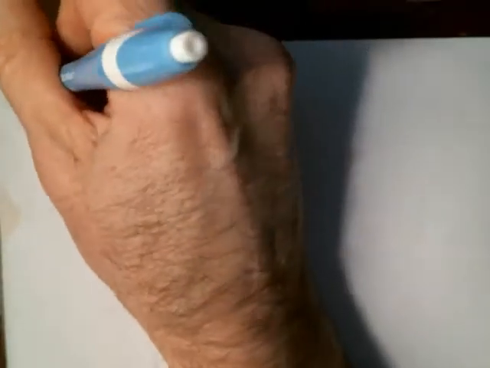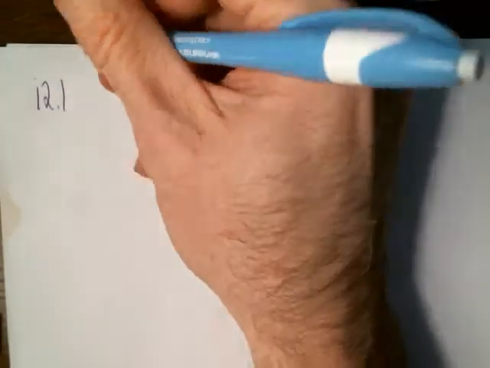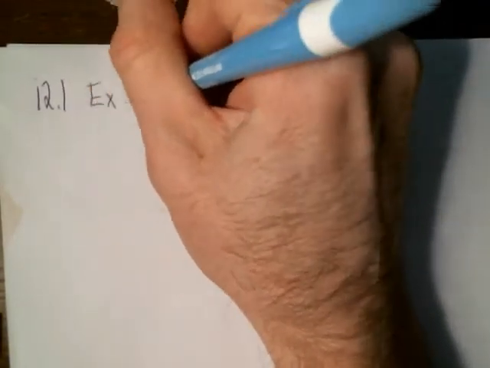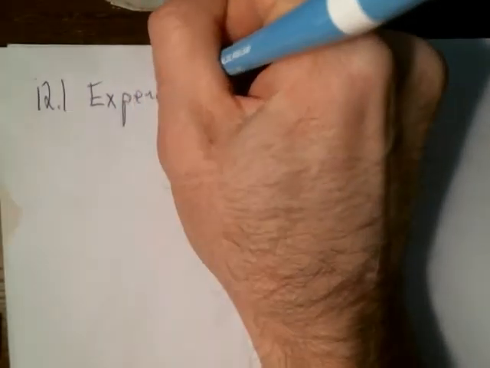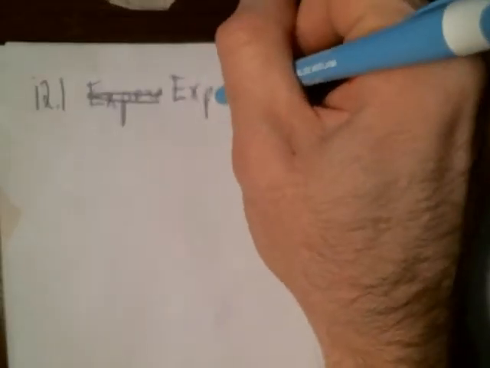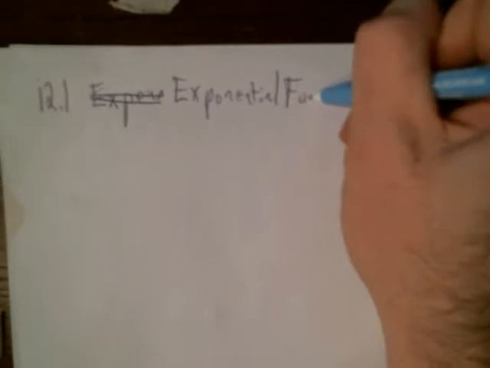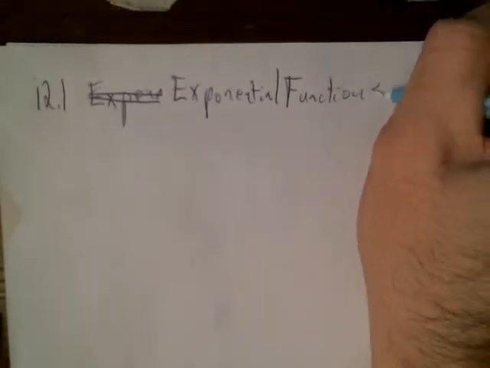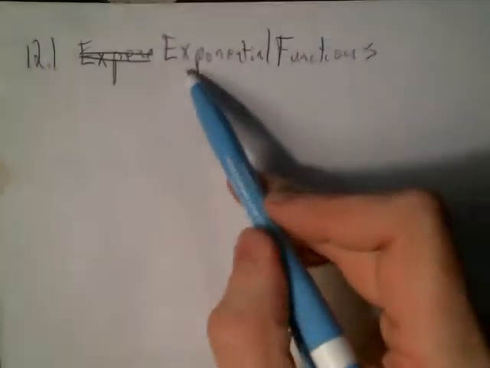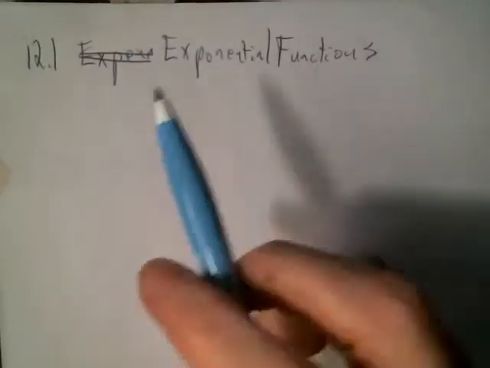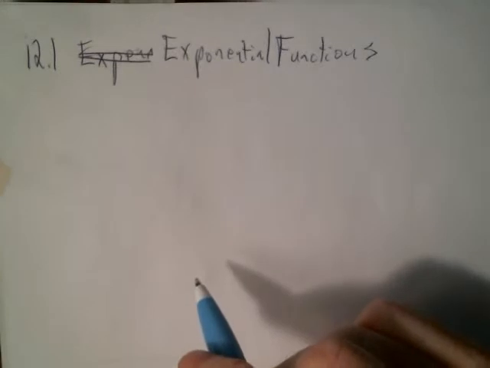Okay, welcome back. This is now chapter 12. We skip around a little bit in here. Spelling issues today. Exponential functions. See, it has that word exponent in there. So that's what we're going to be dealing with.